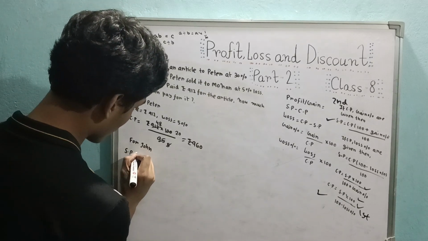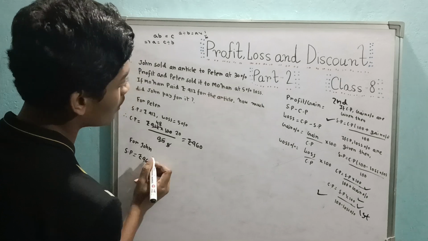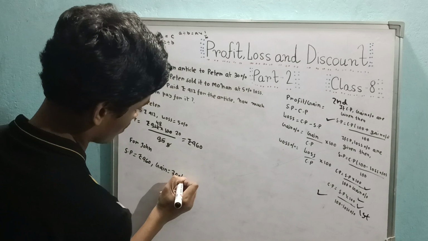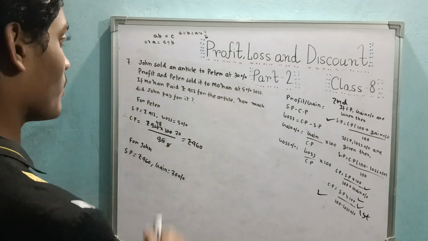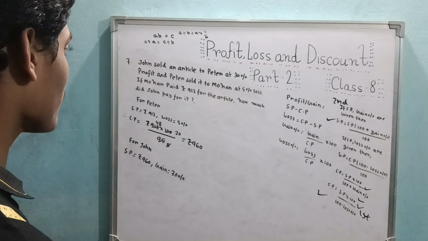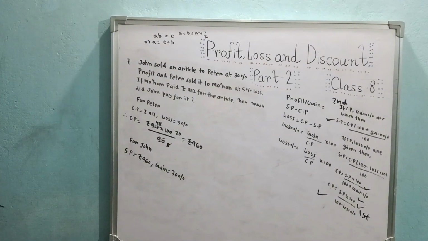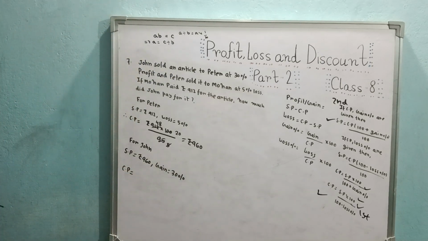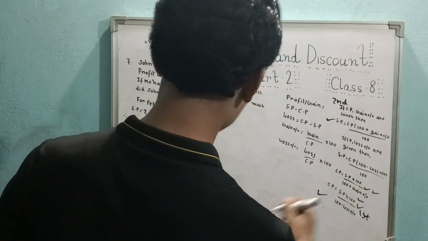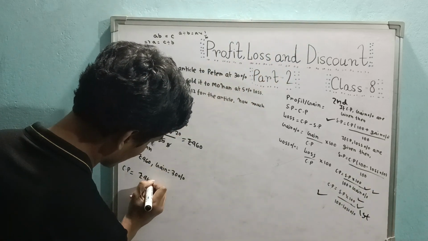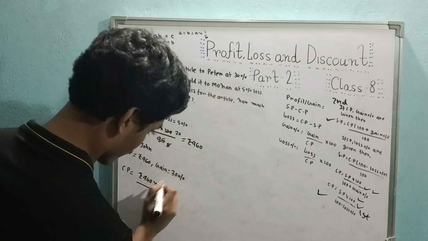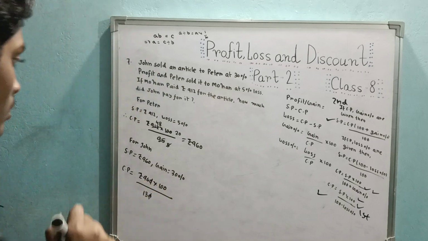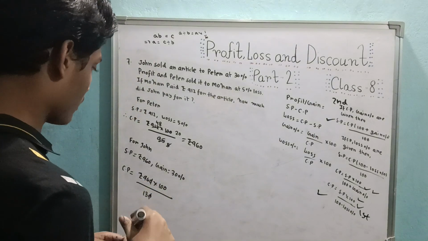Now see again. John is getting a profit, a gain of 30%. Nice. Stupid Peter suffered 5% loss, and see Mr. John, 30% profit. Well, good businessman. So therefore, CP, cost price for John, will be what? Now use this one: SP into 100, rupees 960 into 100 by 100 plus gain percent. 100 plus 30, 130.